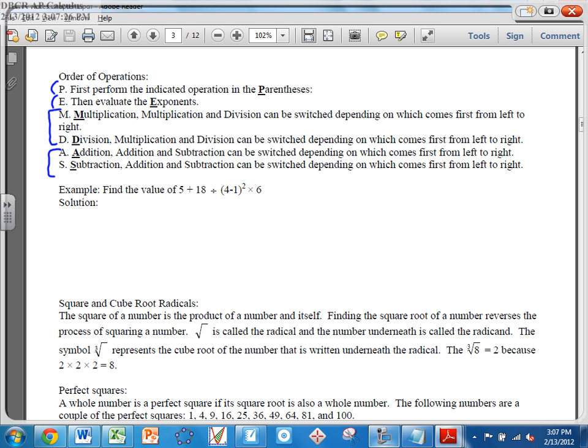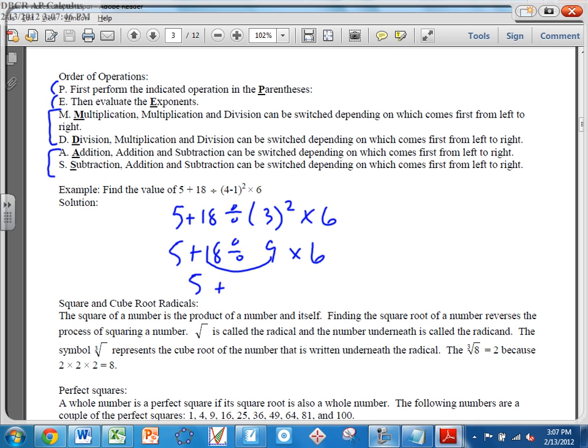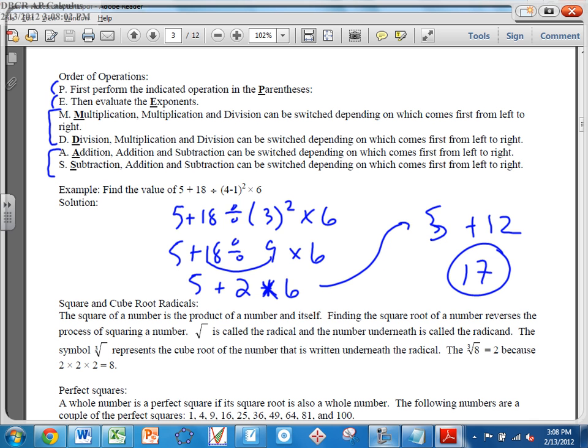So I see here that parentheses comes first, so I'm going to resolve this to be 5 plus 18 divided by 3 squared times 6. Exponent is next, so still 5 plus 18 divided by 9 times 6. Next is going to be multiplication and division. Well, division comes first. I'll do 5 plus, now this is 18 divided by 9, which is 2, times 6. Next comes multiplication. I'm going to see that 2 times 6 is 12, so this becomes 5 plus 12, which is simply 17. Okay, PEMDAS is very important.